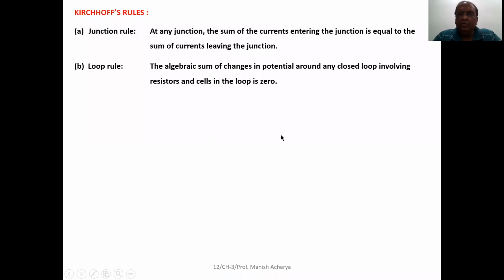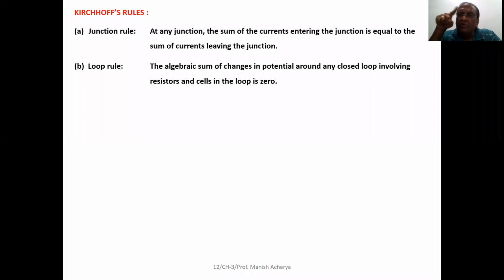then the loop rule. The loop rule suggests this: the algebraic sum of the changes in the potential differences around any closed loop involving resistors and cells in the loop is equal to 0. Actually, this loop rule is the consequence of the law of conservation of energy. After all, the potential is nothing but energy, and the potential difference is the change in energy.